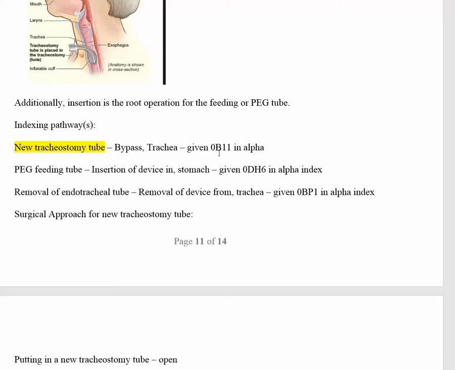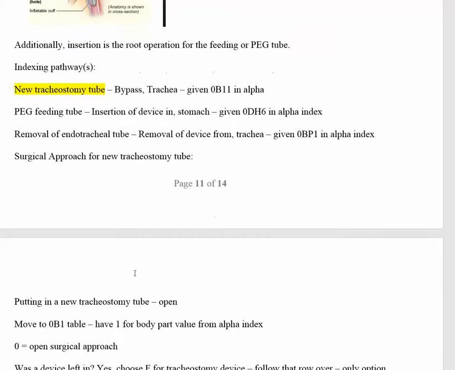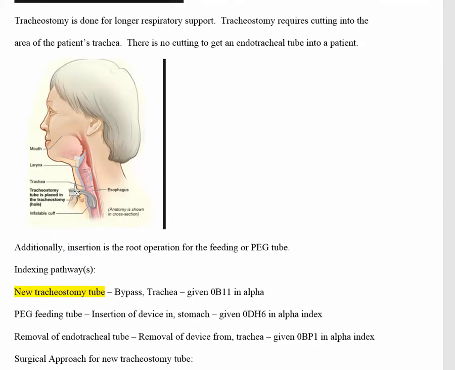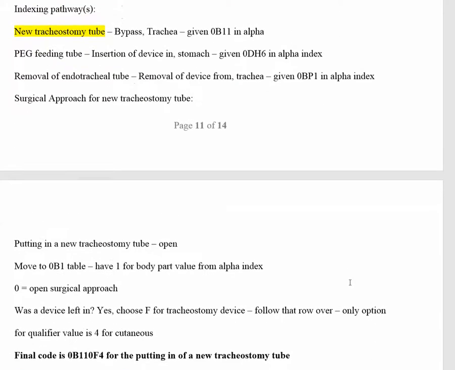0B11 was our starting point from the alpha. What is the surgical approach? It's open. The physician had to cut, incised. Was the device left in? Yes. This tube is put in the patient. And then the ventilator is attached. The tube from the vent is attached. And that's basically going to keep the patient's lungs moving. So the device is left in the patient, and it's a tracheostomy device. The character value at that table is F.